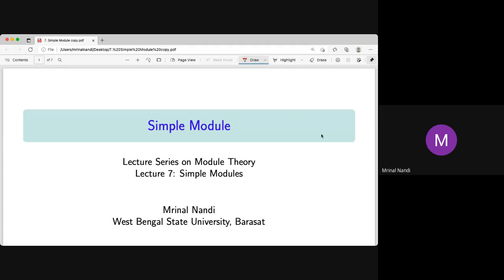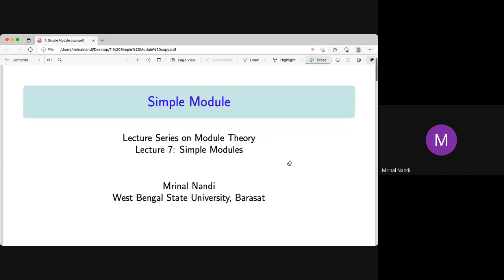So in this lecture, lecture number 7, we discuss simple modules. In the previous lecture, we discussed quotient modules and different isomorphism theorems: the isomorphism theorem in quotient modules, quotient of quotient, and quotient of sum. We also discussed free modules and the basis of a module, and other aspects also. There are some transformations, linear functions in this. So now we discuss simple modules.